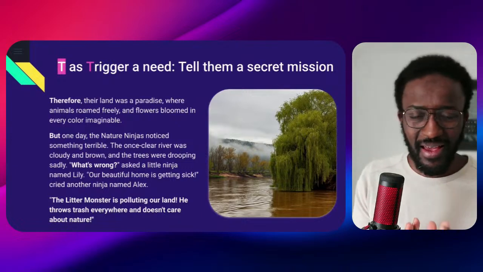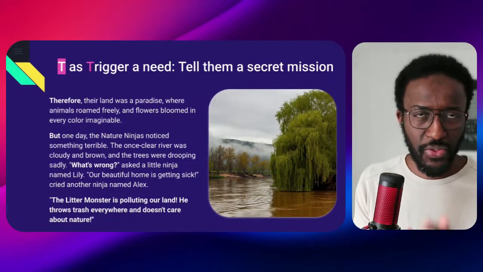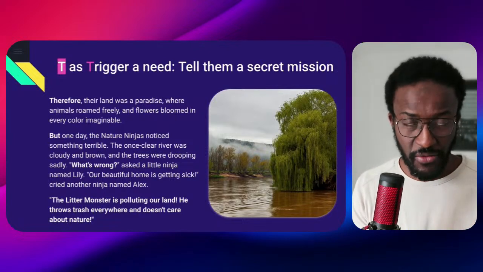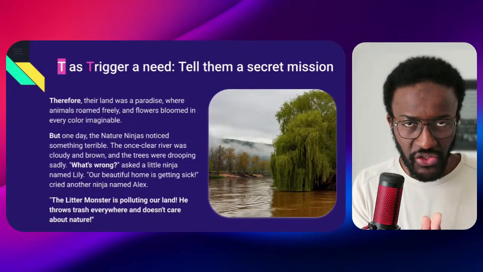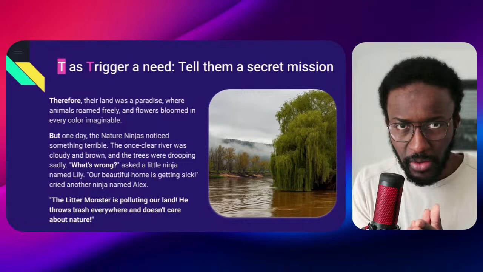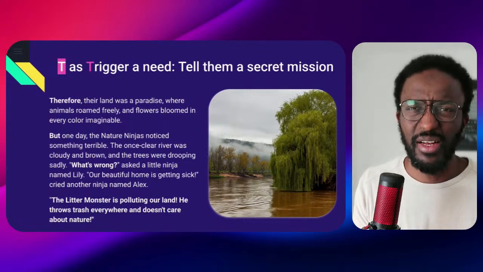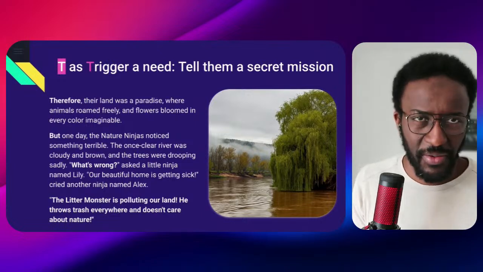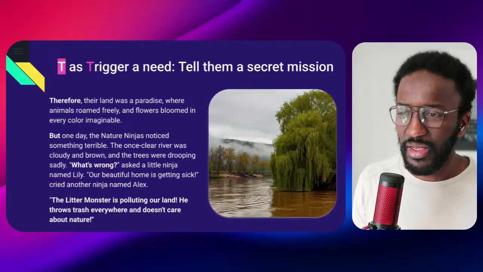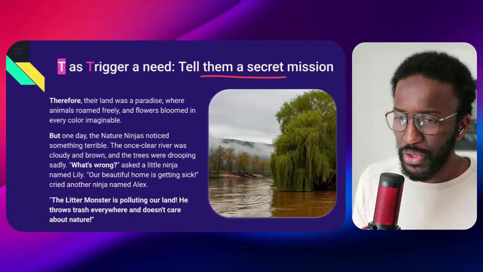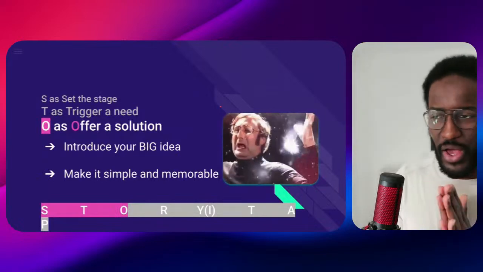So here, you have set the stage, and in that stage you describe the world before the beginning of your story. Then you tell them a secret mission. So you're little ninjas, and you have the superpower to protect nature, and bam, nature is being attacked by a little monster who's throwing trash everywhere. So this is the second step. You trigger a need, and what it translates to is you tell them a secret mission. Then, O: offer a solution.